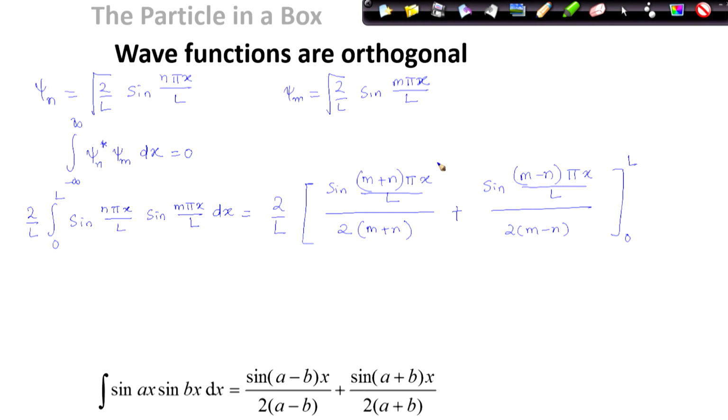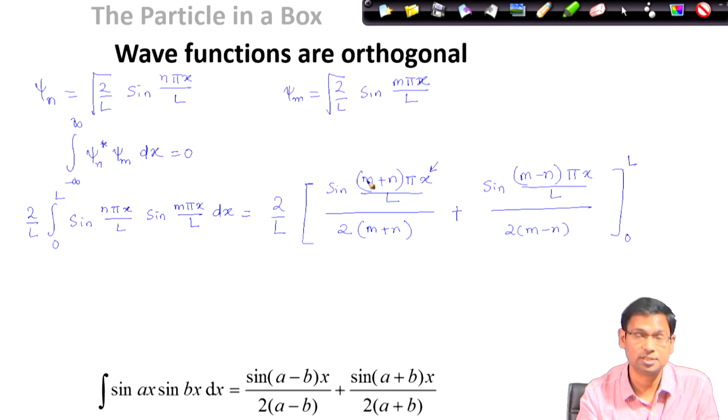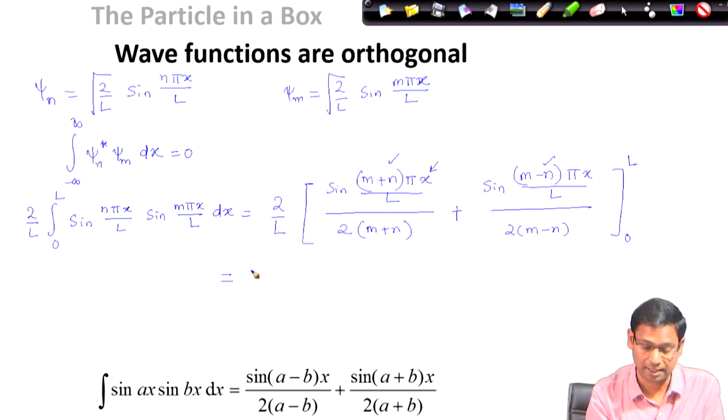At x equals L, you will see that this function becomes sin of (m plus n) pi, which is sin of an integer, since m and n both are integers. So, m plus n is also an integer, therefore this is sin n pi, which is 0, and m minus n is also an integer, so this function also is 0 at x equals L. At x equals 0, it does not matter what the values of m and n are, since x is 0, this part becomes 0 and sin 0 is 0. So, at both the limits 0 as well as L, these functions vanish. Therefore, when I evaluate this, I would get 0.